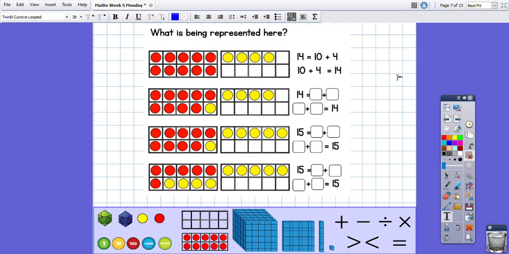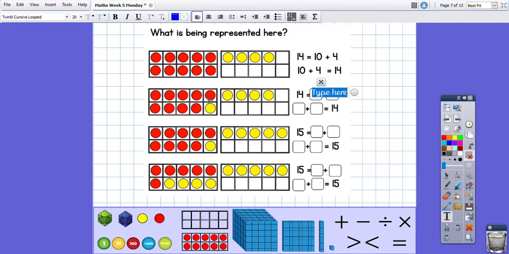Now this is tricky. Here's my example. So I've got 14, okay, and that is 10 red, add 4 yellow. So 14 equals 10 add 4, and 10 add 4 equals 14. What about here? It is still 14 being represented, but how many red counters have I got? I'm going to make my text a lot smaller to fit in the boxes.